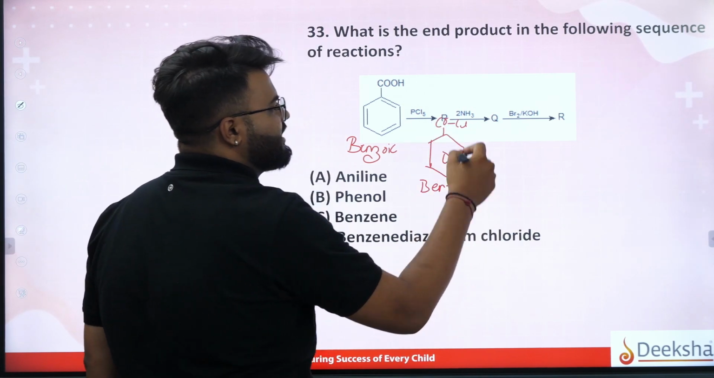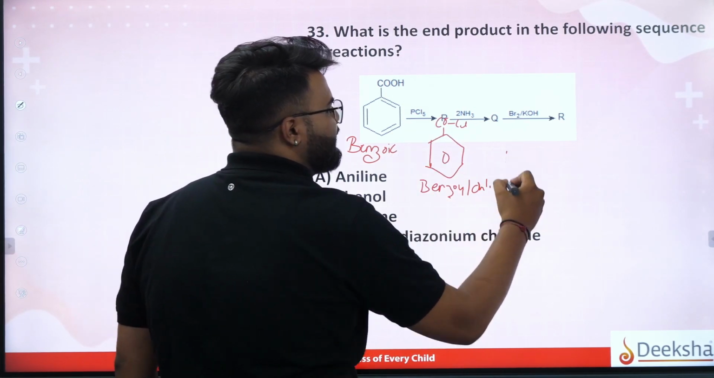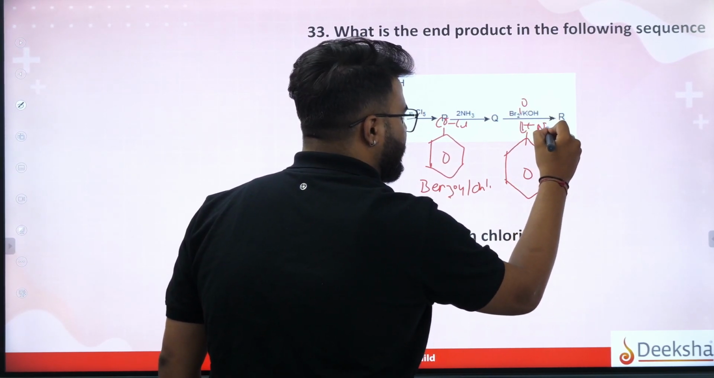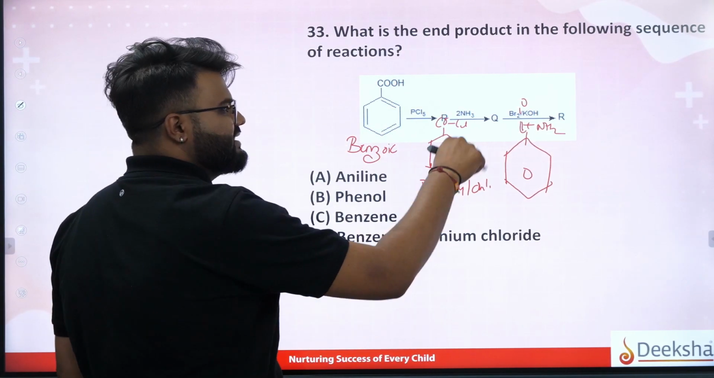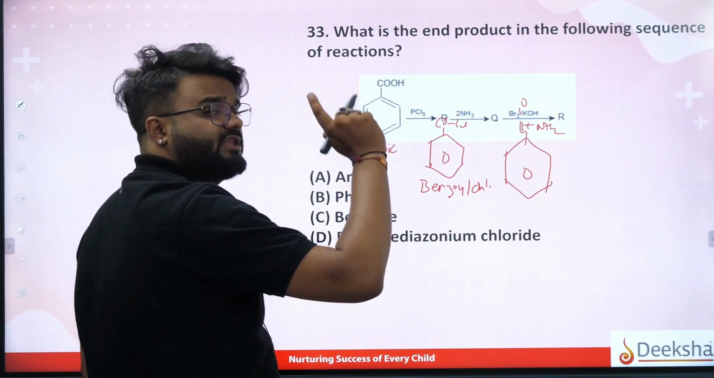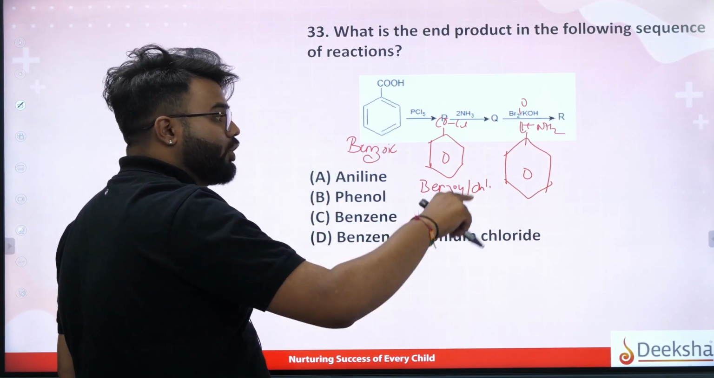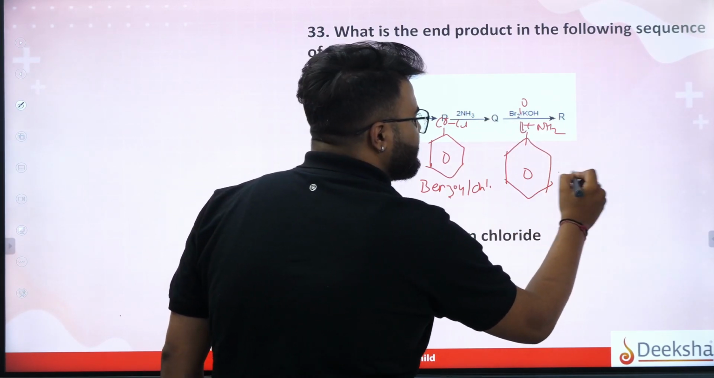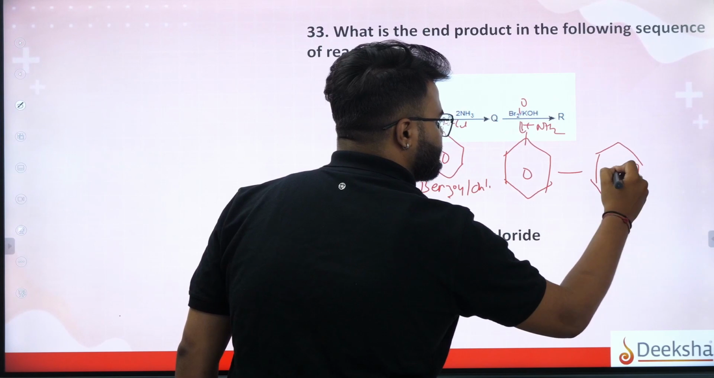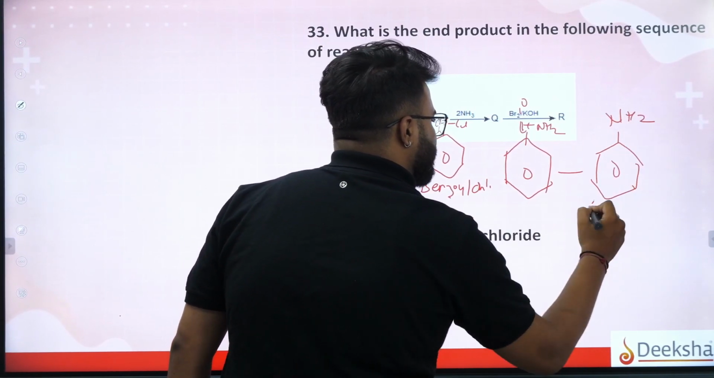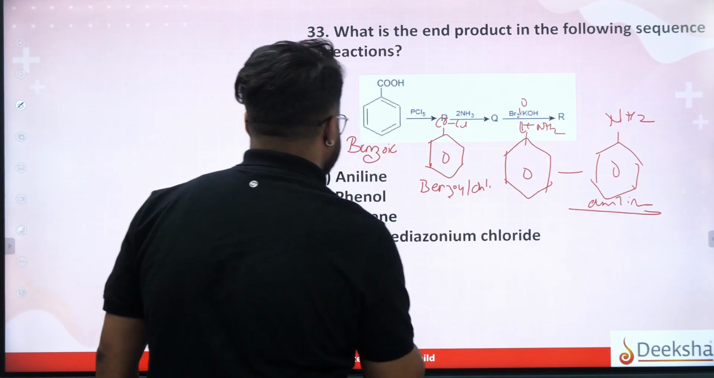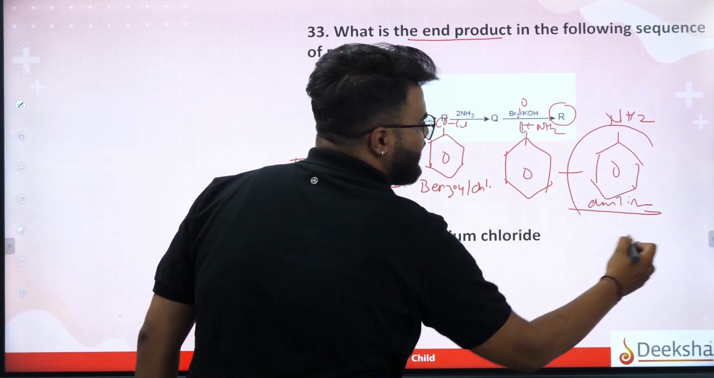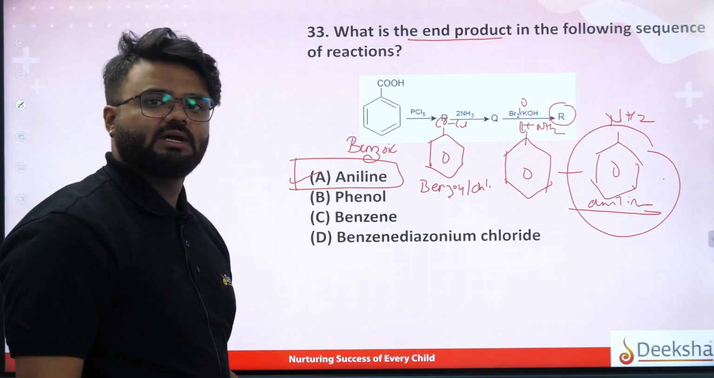This benzoyl chloride on reacting with ammonia forms benzamide, that is C double bond O NH2. This benzamide, when it reacts with bromine in the presence of alcoholic KOH, that is potassium hydroxide, gives aniline. So this is your reaction. They are asking for the end product R, and at R we are getting aniline. So option A will be your correct answer.